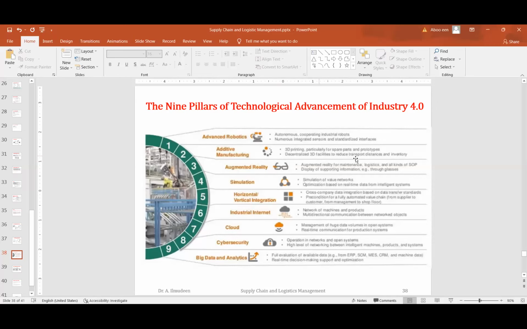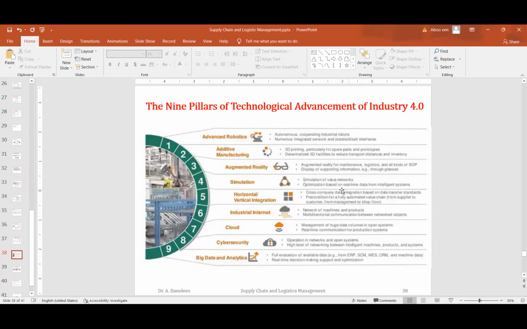Augmented reality: augmented reality for maintenance, logistics, and all kinds of supply chain related operations, with display of supporting information through glasses. Augmented reality means that by wearing these glasses, the employees or users can physically feel the reality and get the real information. They can get some exposure to these machineries, their functions, or any kind of simulations, augmented realities.